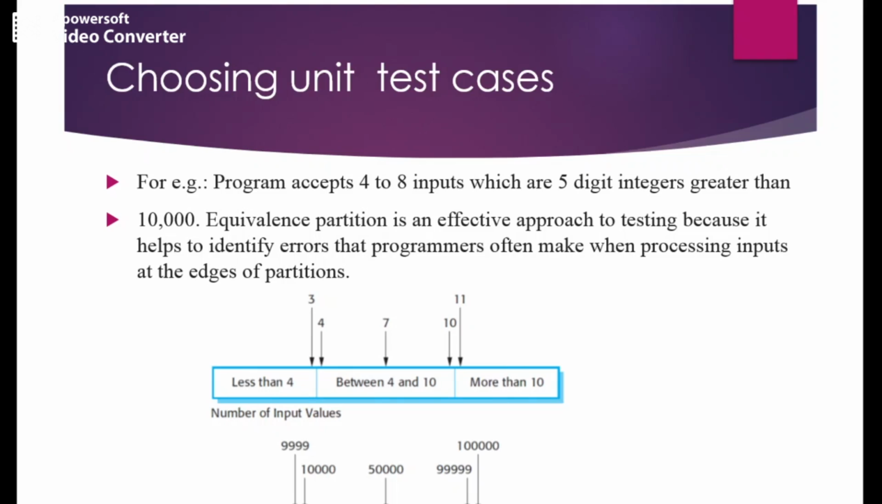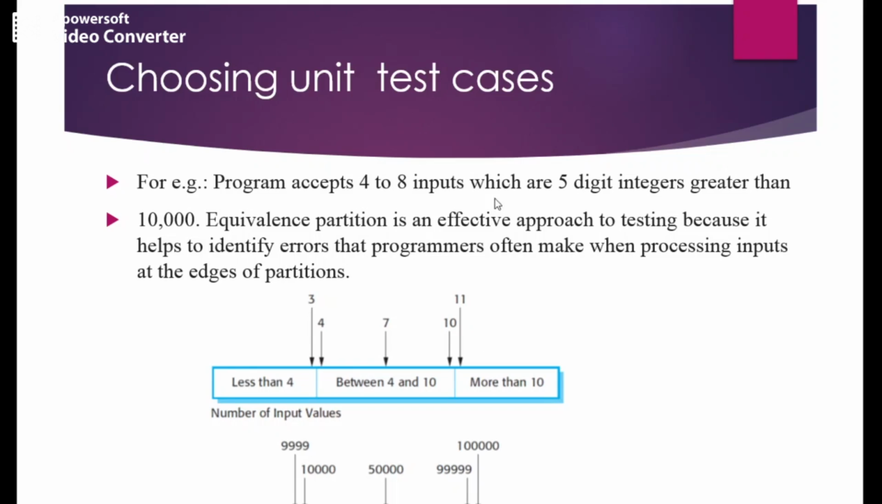Now I told you that you have to focus mainly on the boundaries of the partition and also on the midpoint of the partition. Can you see now, if I take less than 4, what is the boundary lying here? 3. And when I take between 4 and 10, here the next boundary is 4. And here the last boundary is 10. In between that, the midpoint we are taking is 7. Okay. Now more than 10, the boundary value is 11. It starts from 11.